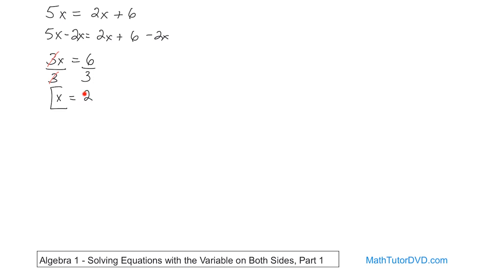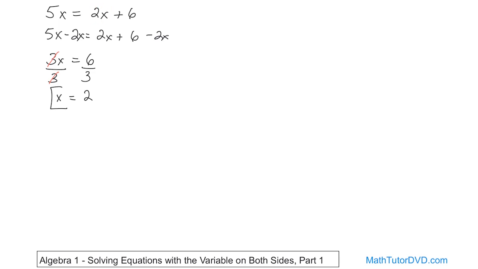And if you take 2 and you put it in here, 5 times 2 is 10, so you get 10 on this side. And if you put 2 here, 2 times 2 is 4, plus 6 is also 10. So you have 10 on the left, 10 on the right. That's correct. Now I want to take a second to show you that it doesn't really matter which direction you go. You're going to get the same answer.